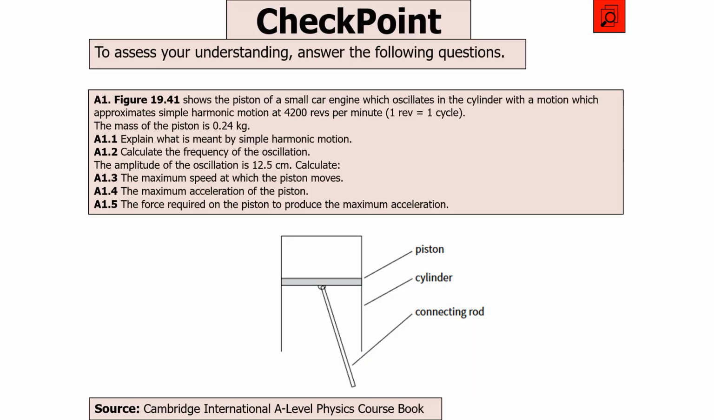The next question shows the piston of a small car engine which oscillates in the cylinder with a motion which approximates simple harmonic motion at 4,200 revs per minute. Okay, the mass of the piston is 0.24 kilograms. Explain what's meant by simple harmonic motion. Calculate the frequency of the oscillation. The amplitude of the oscillation is 12.5 centimeters. So calculate the maximum speed at which the piston moves, the maximum acceleration of the piston, and the force required on the piston to produce maximum acceleration. So pause the video now, then unpause the video when you want to go through your answer.